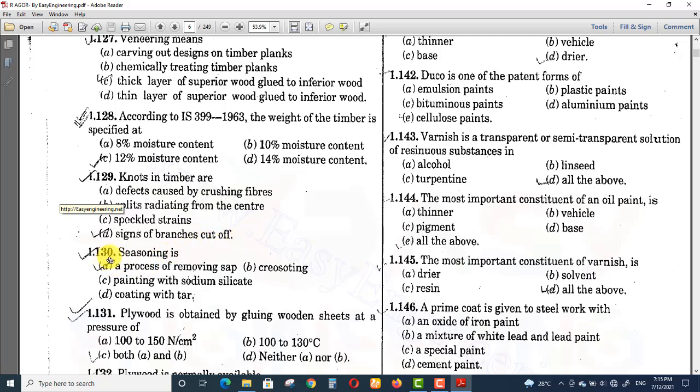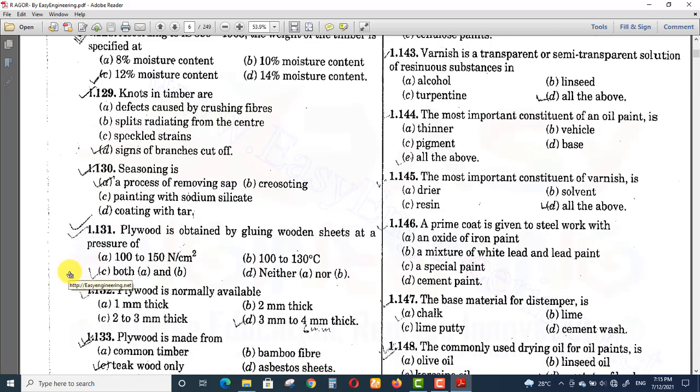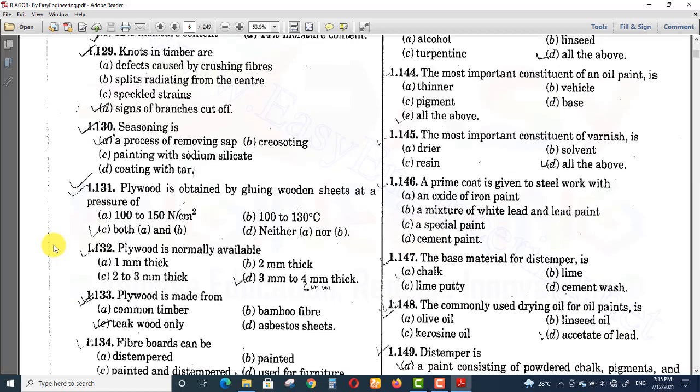And next question is 130. Again, it's related to seasoning. Seasoning is a process of removing sap. As I already told, sap means moisture. So seasoning is a process in which we remove sap. This option is right. And next question is 131.